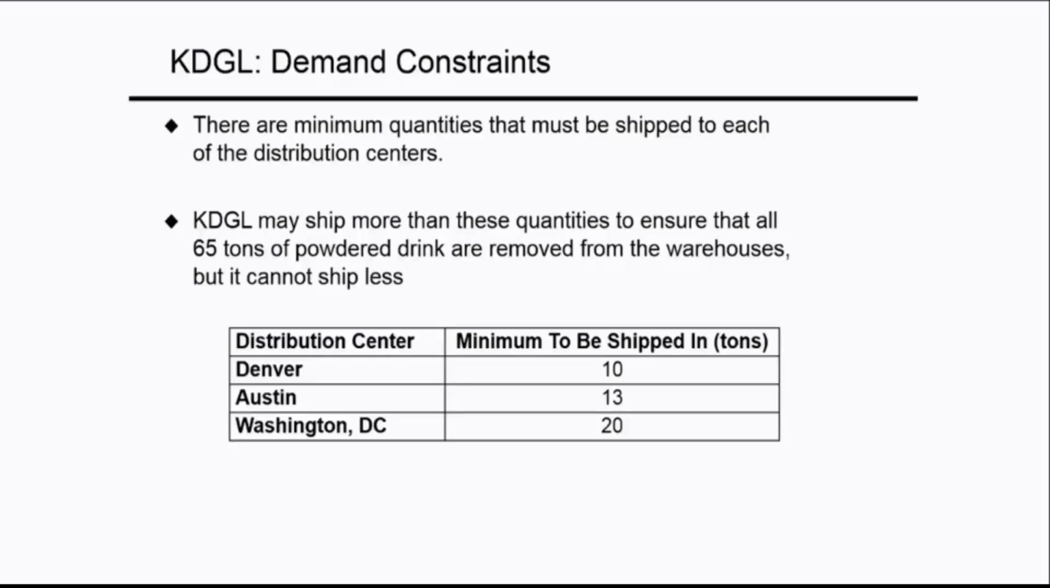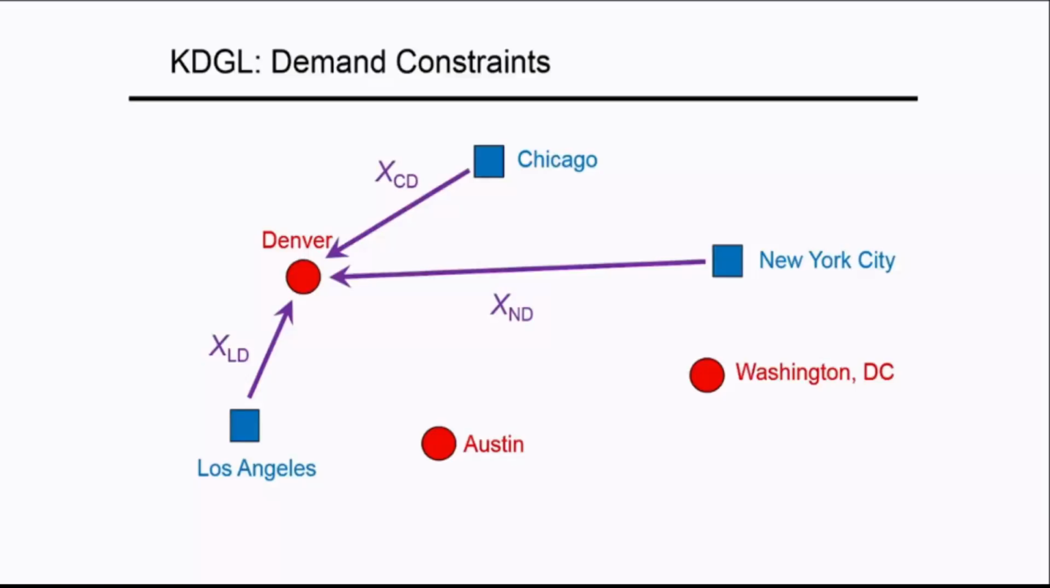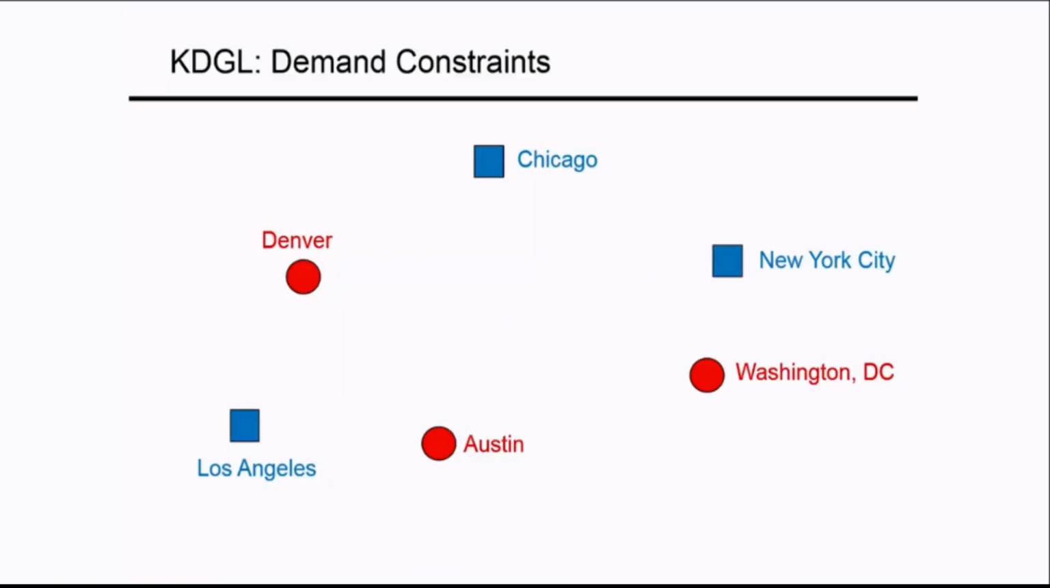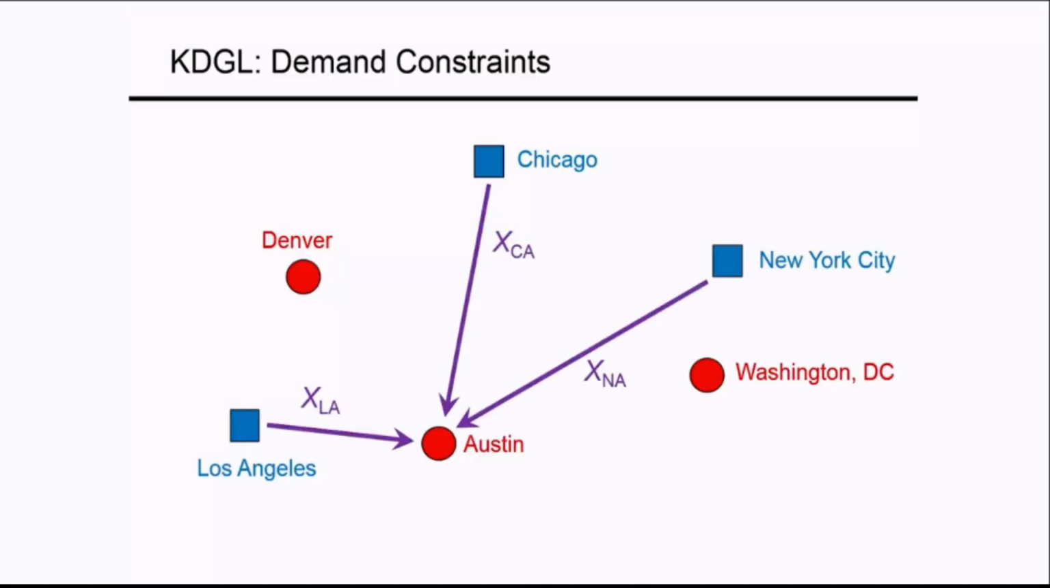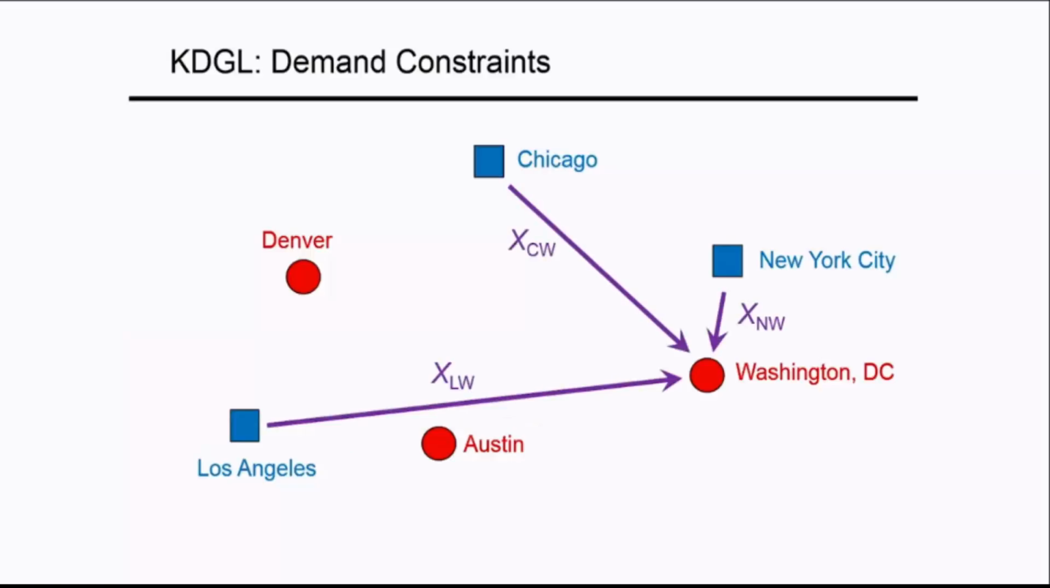Let's start with the Denver distribution center. Denver must receive at least 10 tons. So here's how the constraints will look. And the Austin center must receive at least 13 tons. Finally, the Washington, D.C. center must receive at least 20 tons. Here's a summary of demand constraints. We have one for Denver, one for Austin, and one for DC.